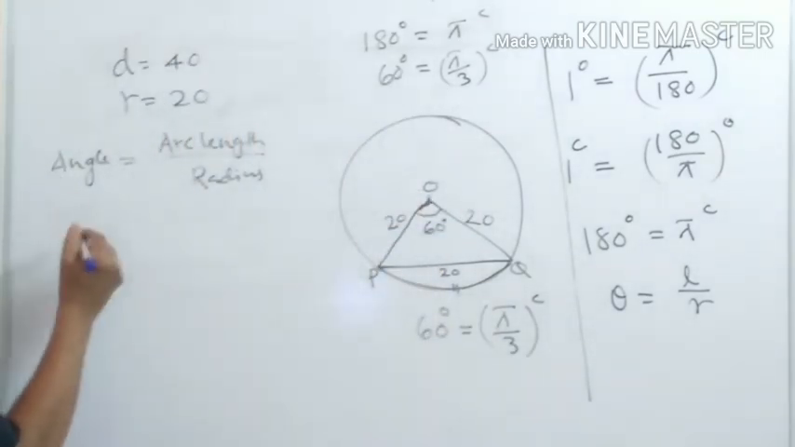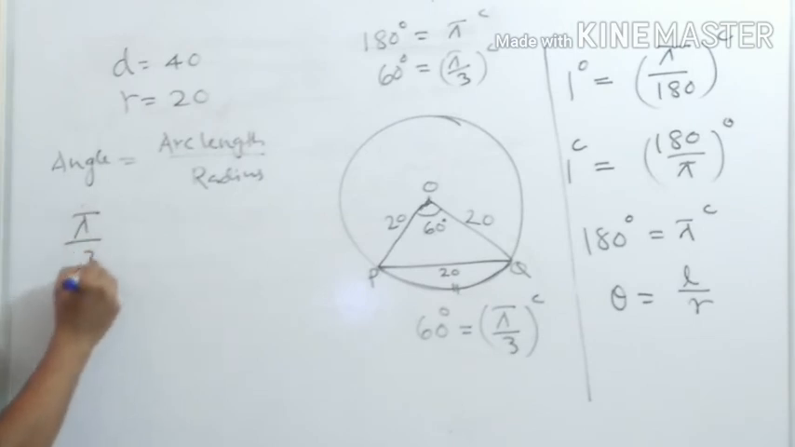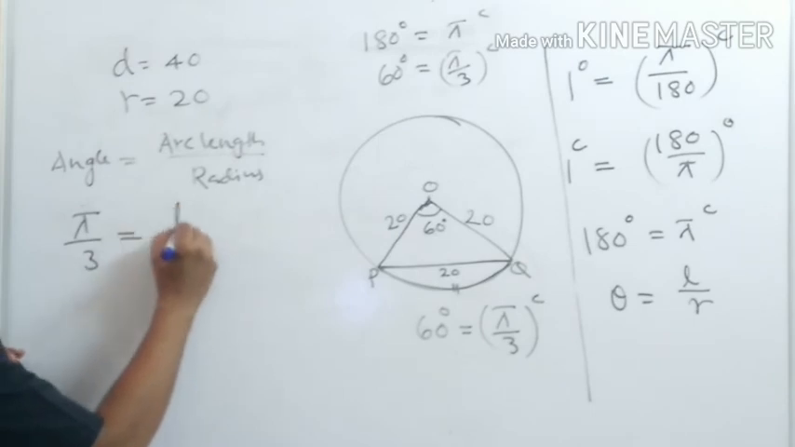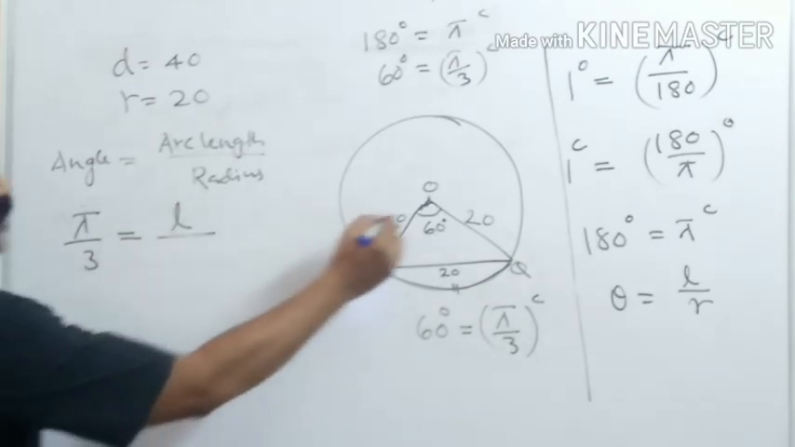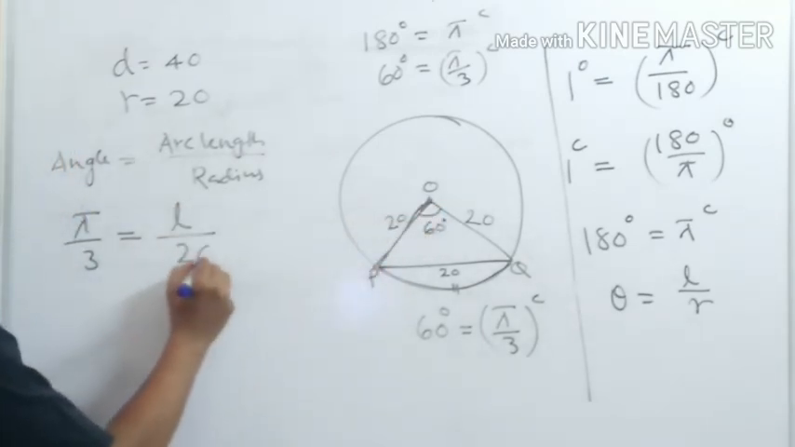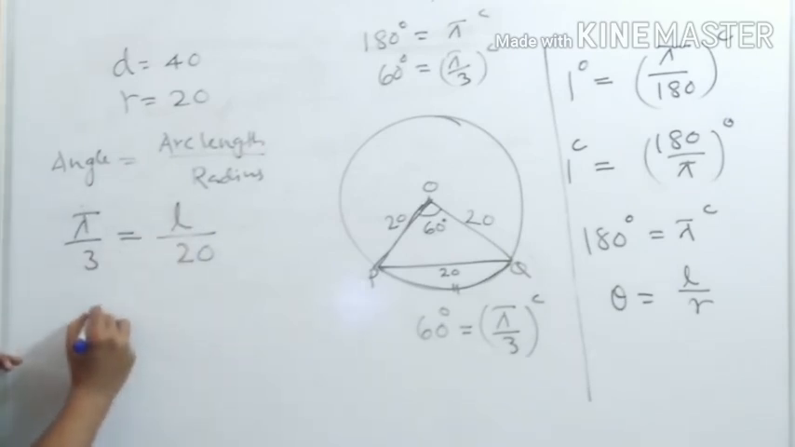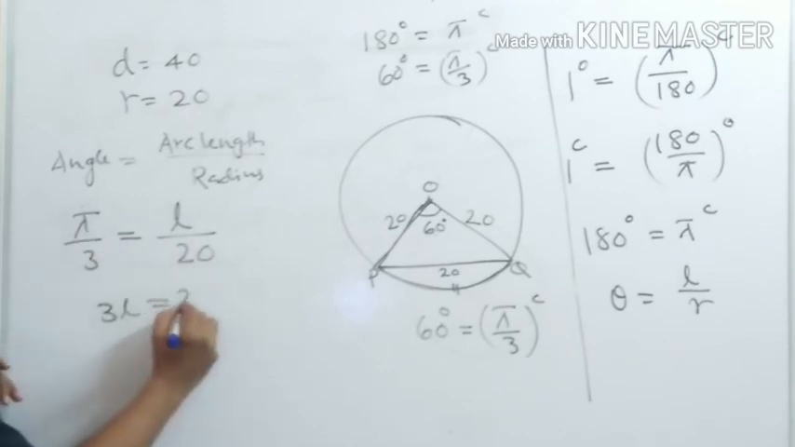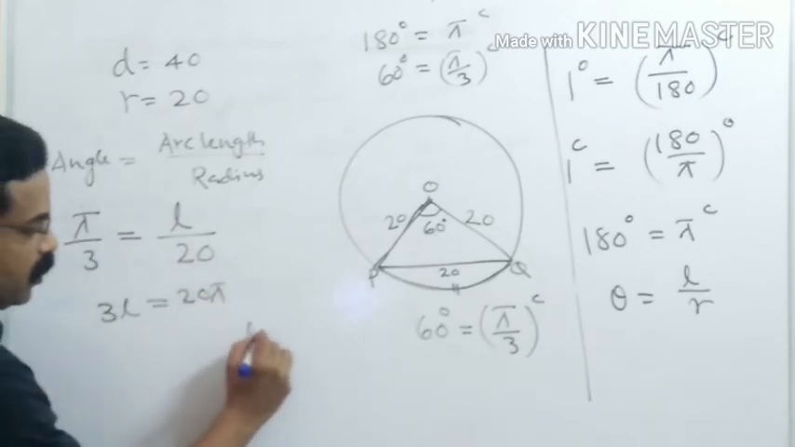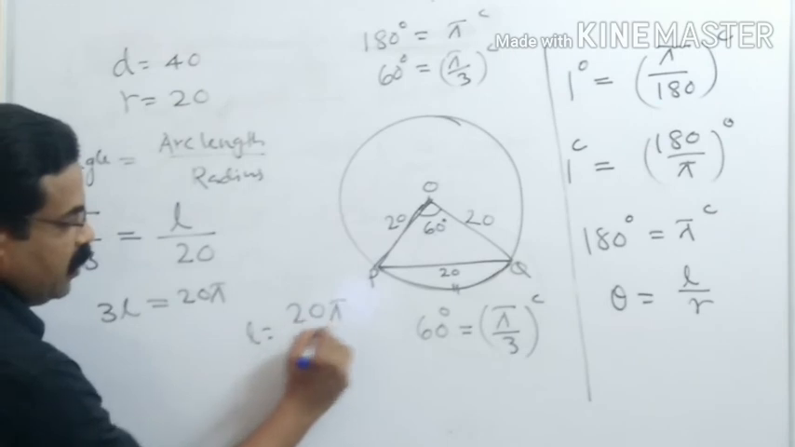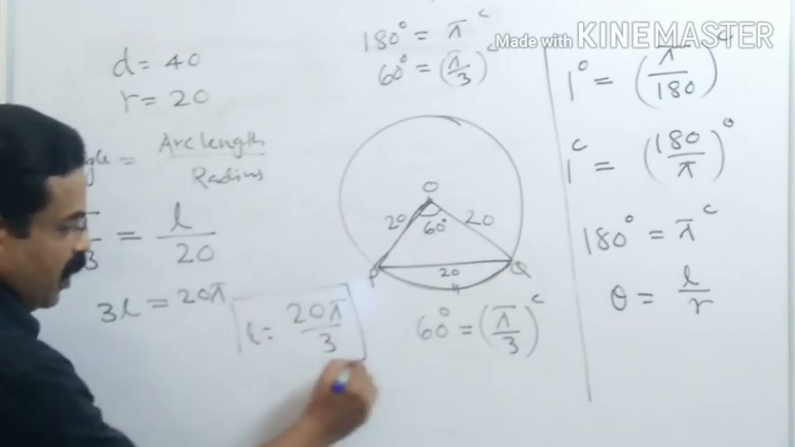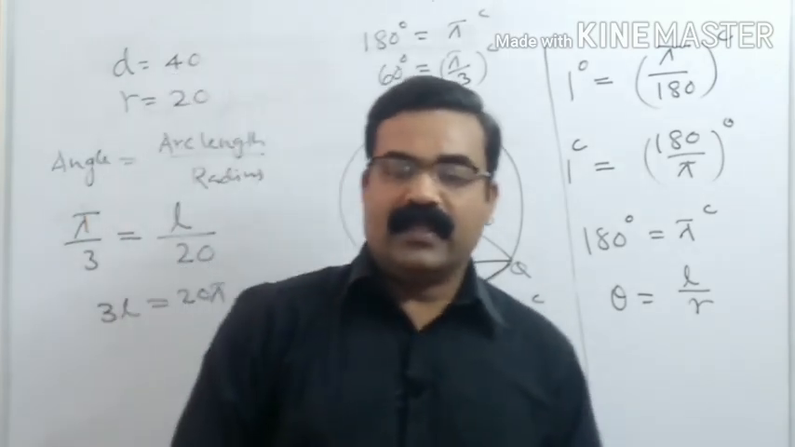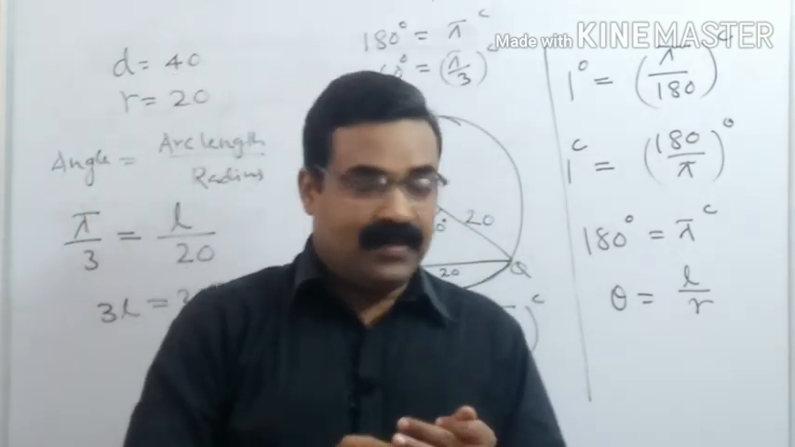So I am taking the angle pi by 3. Angle pi by 3 is equal to arc length L, which is what we need to find out, divided by radius. Radius is given to you, 20 centimeters. So what is L? Here we have 3L, cross multiplication. 3L is equal to 20 pi. So L is equal to 20 pi by 3. So this is the required answer. So arc length L is equal to 20 pi by 3. That is the required answer. Kindly note it.